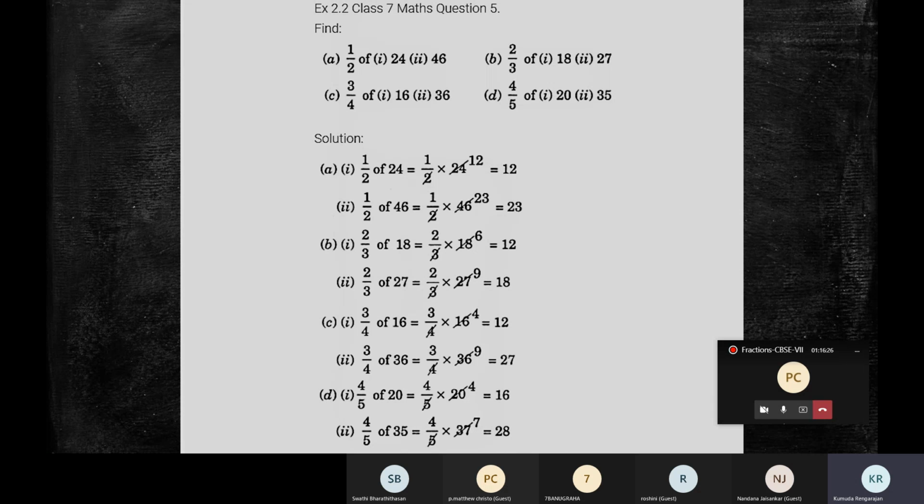Ma'am? Yes. Ma'am, apart from this question, if a number is a whole number of half, what should we write in fraction, ma'am? Correct. Yeah, we'll see those. Very good. That's what we'll be seeing next.